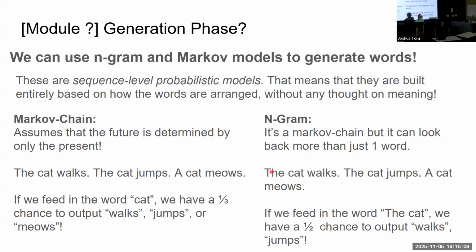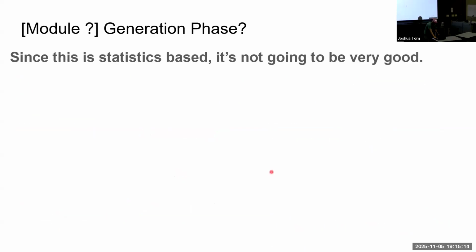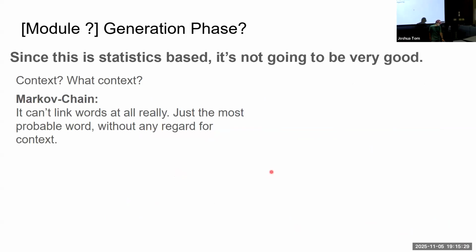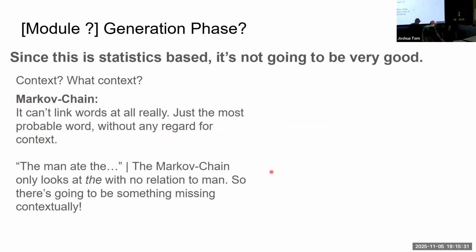But there are a couple of issues that can arise from this. Since it's just statistics based and numbers, it's not going to be anywhere near as good as what we actually think a model should perform as. Context: there is basically no context for Markov chains. If we have the man ate the, the Markov chain is only looking at the. Everything it's generating is just based off the word the. It doesn't factor in ate, it doesn't factor in man, so no context there.